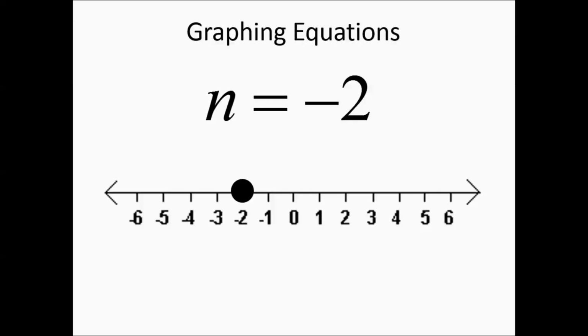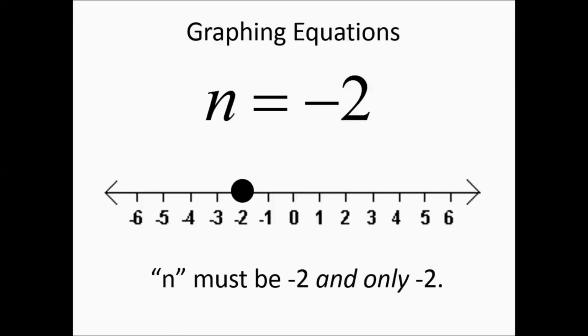So there's no arrows coming off of it or anything. It's just -2. It can't be any other number. N has to be -2 and only -2.